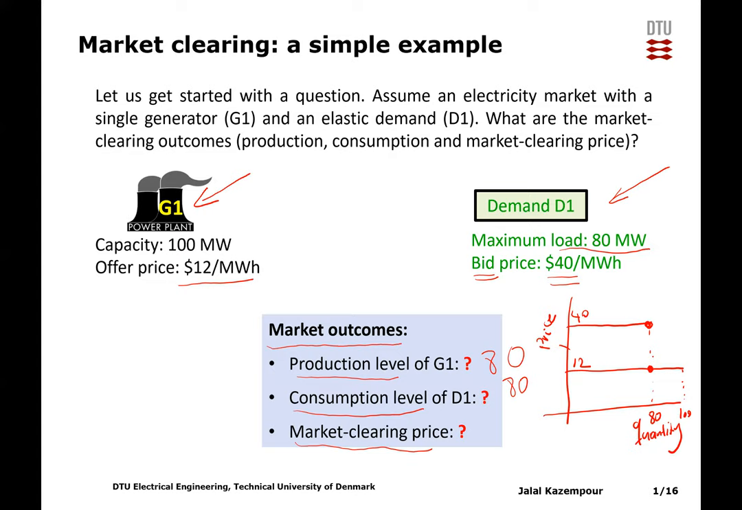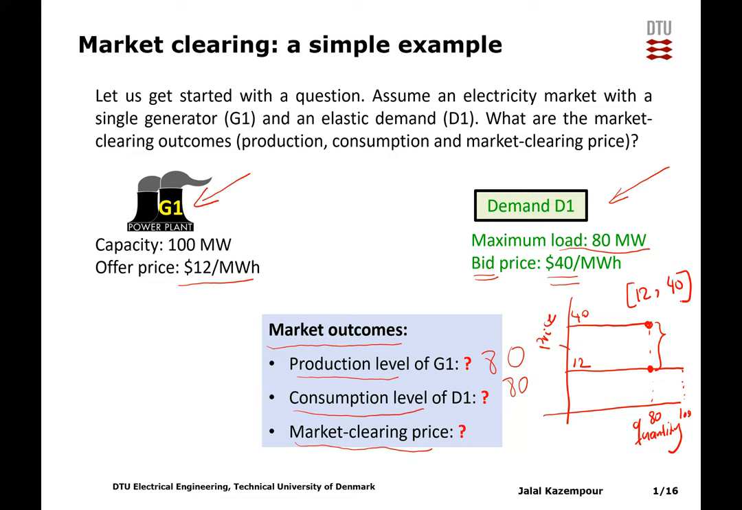Yes, so if we go for not 80, but 81, right? One of you explained about social welfare. I'll talk about social welfare later. But here, if we go for 81, it means that the extra generation cost will be 12. On the other hand, if we go for 81, then the social welfare will increase by 40. So in this specific case, the price is any price between 12 and 40, including those numbers. So here we say we have price multiplicity.